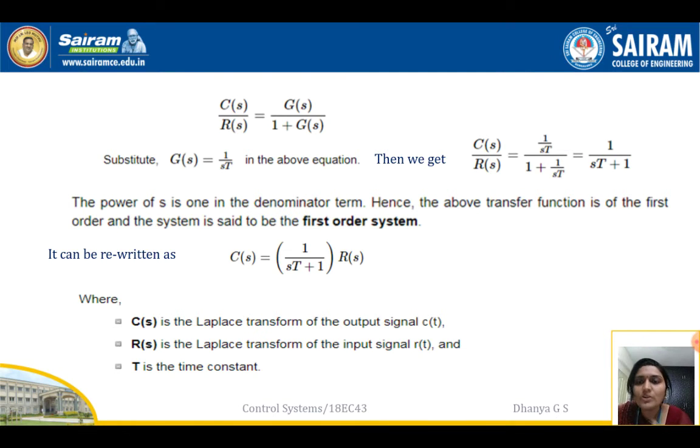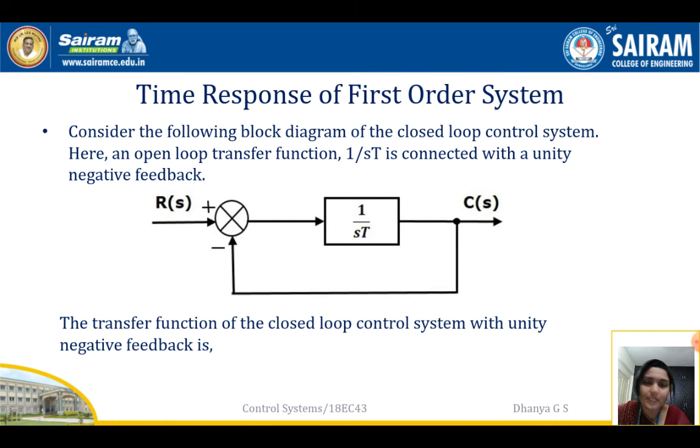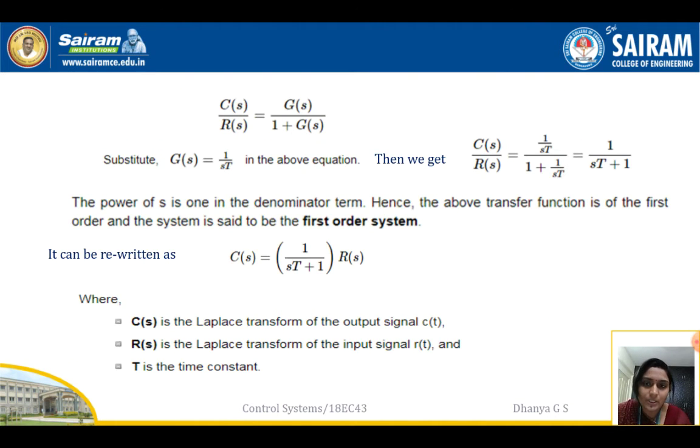Now you have to substitute G of s is equal to 1 by sT, because previously you have seen the diagram. The system which you have taken is 1 by sT. Therefore, the given transfer function we can write as C of s by R of s is equal to 1 by sT divided by 1 plus 1 by sT. When you modify this, the equation will become 1 by sT plus 1. The power of s is 1 in the denominator.